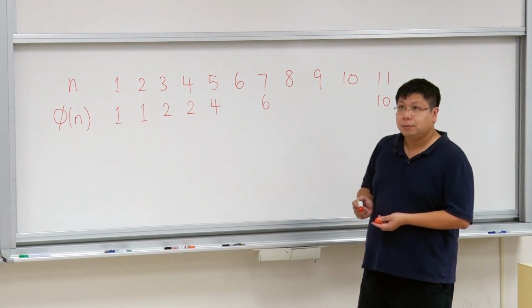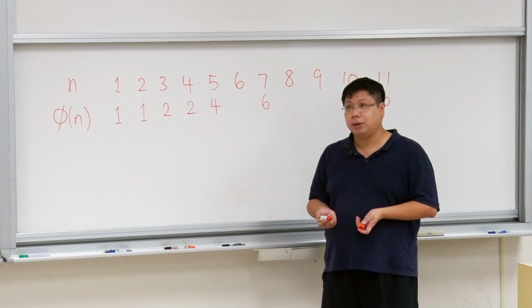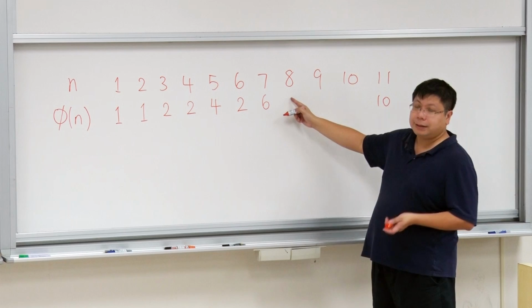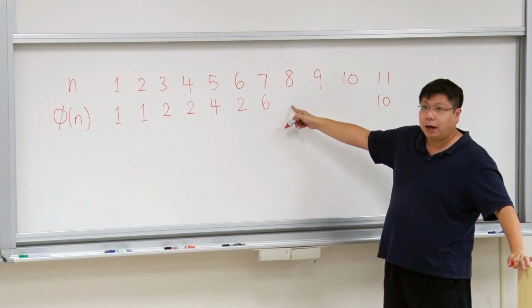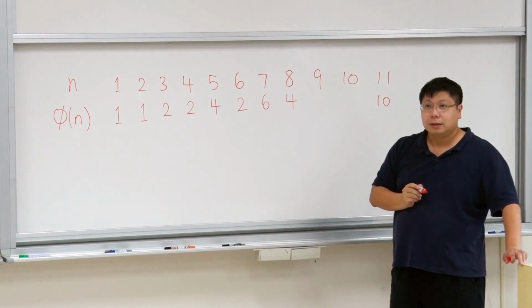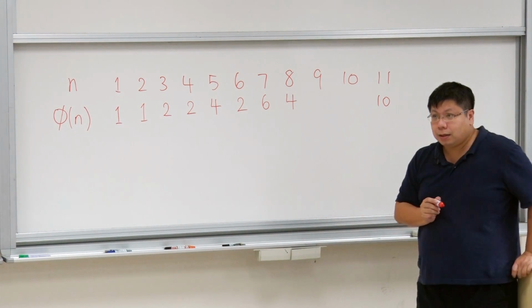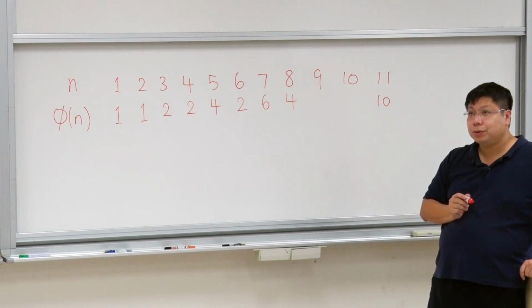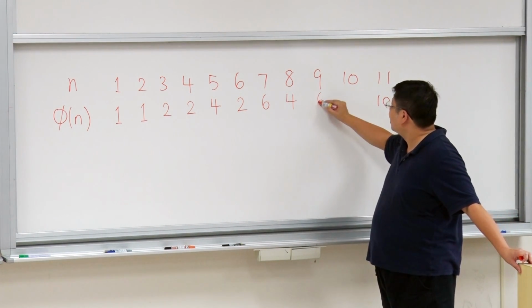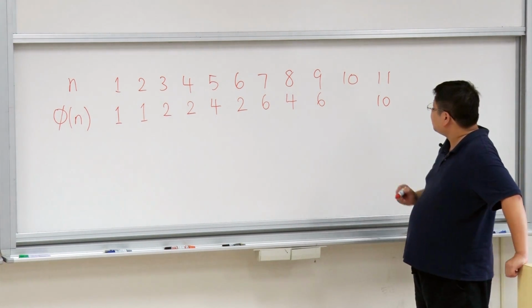Does that make sense? Because 2 not okay, 3 not okay, 4 not okay, 6 not okay, so there are 2 of them only. 8: 1, 3, 5, 7. These are the 4 numbers that are coprime with 8. 9: you can have 1, you can have 2, you can have 4, you can have 5, you can have 7, and you can have 8. Oh, a lot. So there are six of them.